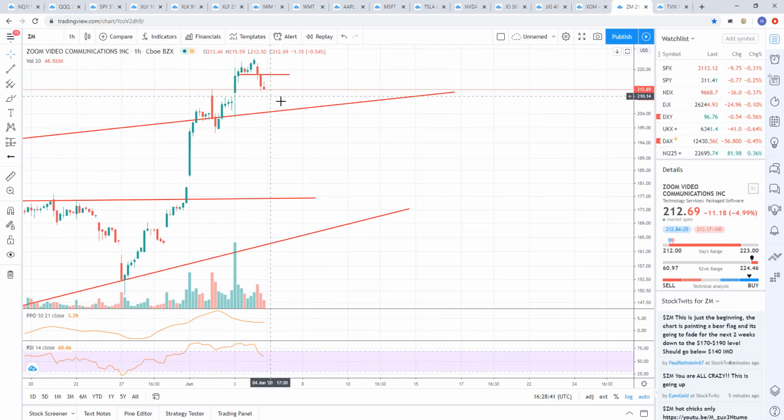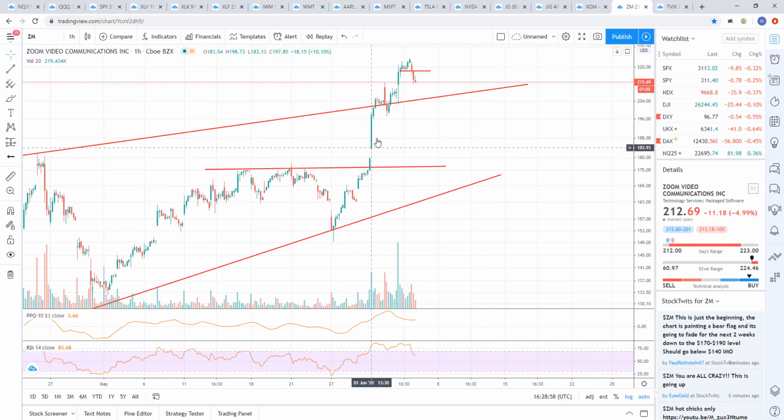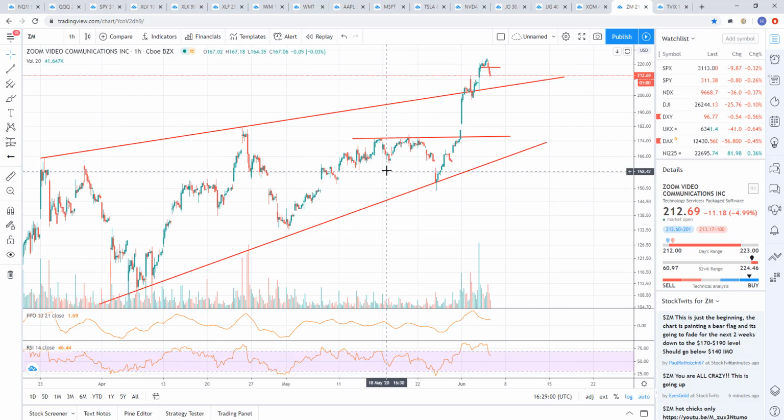I suspect by the end of the day, we're going to park it right around here, or we're going to tag this level at least. We could move lower, but this would be a level of support potentially, so down around 205, 204, something like that. That's just something I want to point out. This morning I took this trade and it's doing nicely so far.